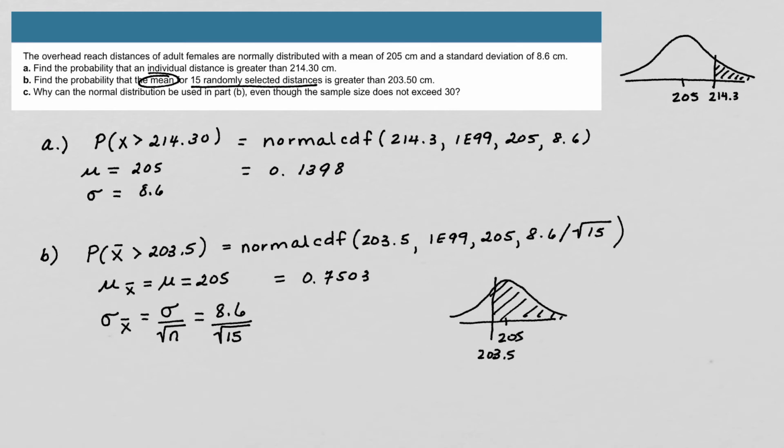So that works. And then in part C, it says, why can the normal distribution be used even though the sample size was not greater than 30? And the reason why is because the values, we were told in the beginning, are normally distributed. So if you don't have a sample size of more than 30, then you're looking for the values to be normally distributed. And that means you can use that central limit theorem that we used here. So that's how you do those problems.